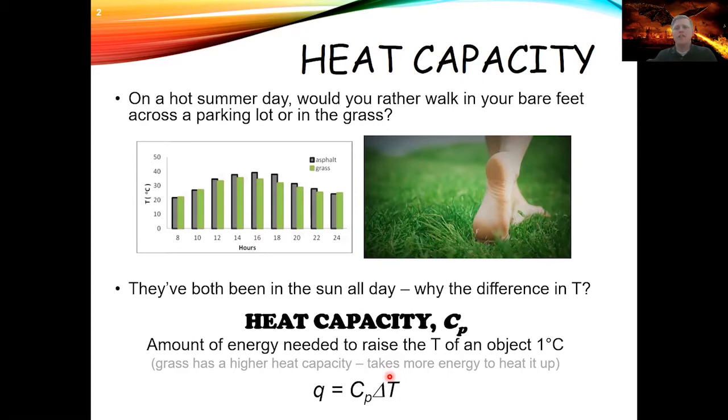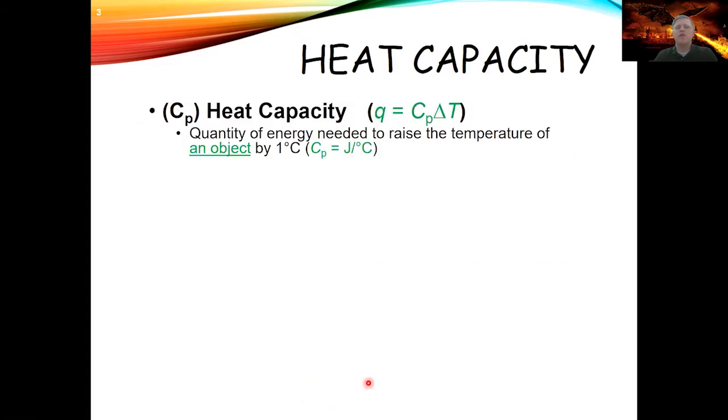Now there are actually different versions of heat capacity. So this version that we're looking at right here is the quantity of energy needed to raise the temperature of an object by 1 degree Celsius. So if we're raising the temperature of an object, that could be a ball, that could be a car, that could be a person, right? It's the amount of energy needed to raise that thing's temperature by 1 degree Celsius.